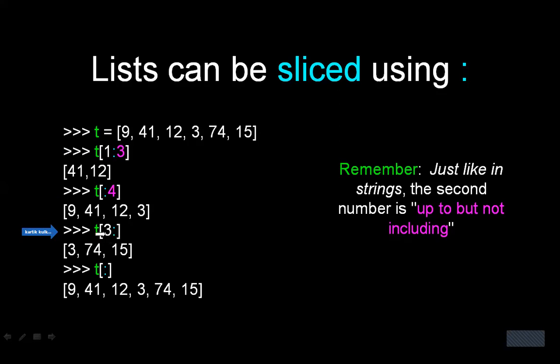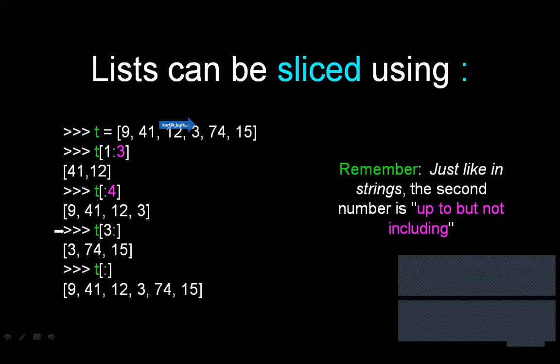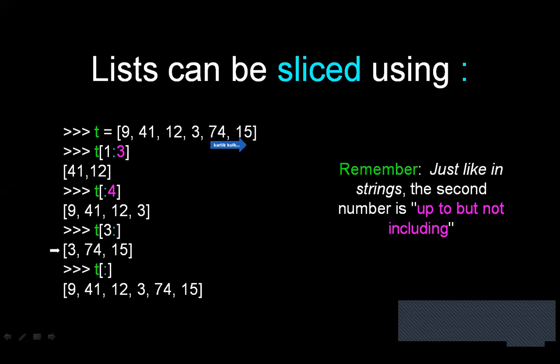Here, starting I have given it as 3. What does 3 mean? Here 0, 1, then 2, and then here 3. So this is the index number 3. So here 3 will be printed, and I have not specified the end in this particular example. End not specified means it begins with 3 and goes up to the end of the list. So you will get 74 and 15 also. That is the output here: 3, 74 and 15.